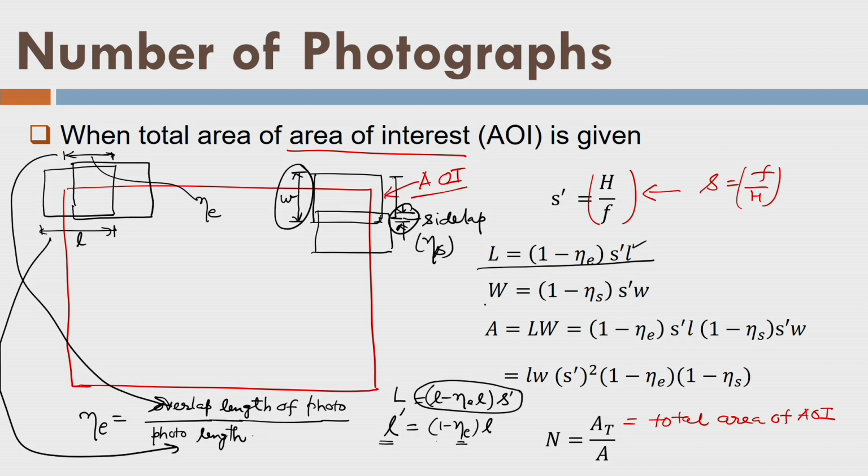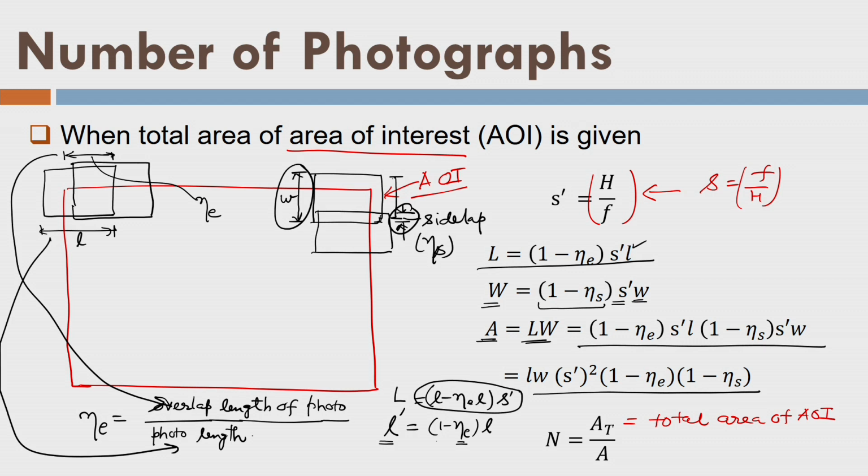Similarly, I can say that this is the width of one photograph on the ground surface. So, what I do, I take 1 minus eta s, where eta s is my side lap, and then again multiply by S dash, and this is my width of the photograph. So, I marked here what is width W and what is length L. Okay. So, what is the area covered effectively by one photograph? That is nothing but A equals L into W, right. Now, I can write this thing here. You can do this mathematics yourself also, it is very simple.